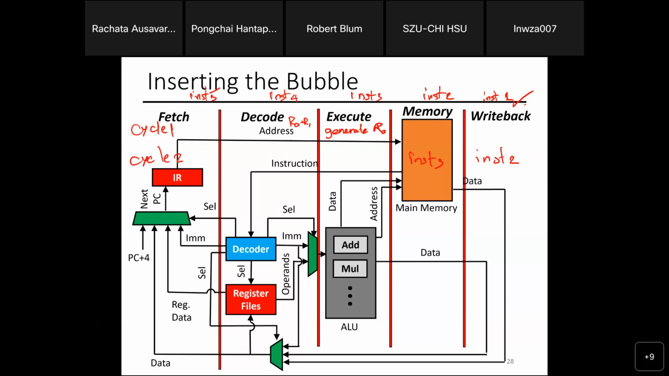I have to wait, right? Because R0 is not updated yet. Over here, if you look at R0, it's still the old value. So nothing is sent here. We call this inserting the bubble. Why do we insert the bubble?